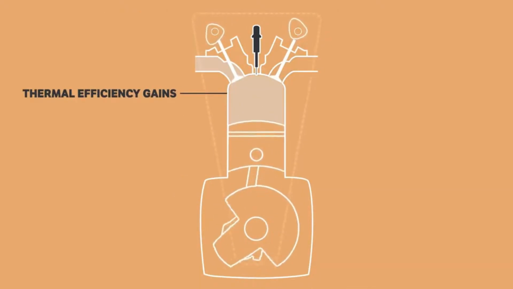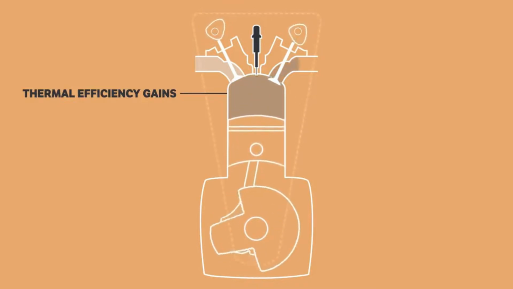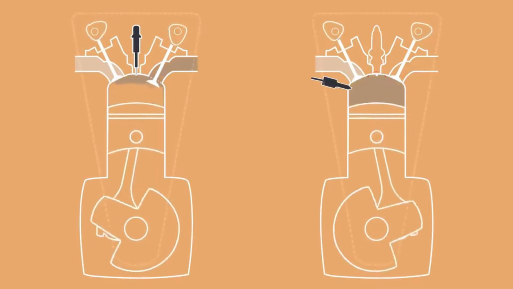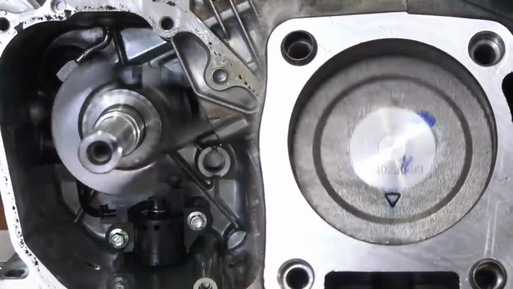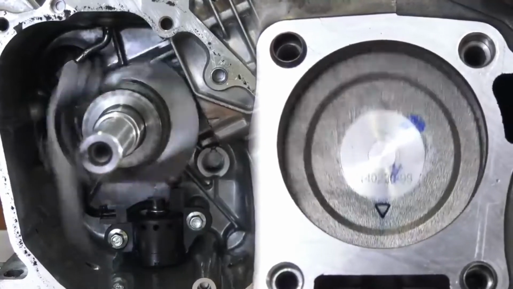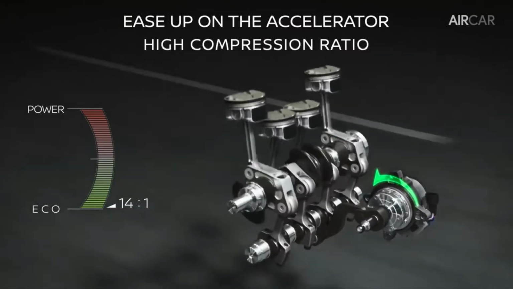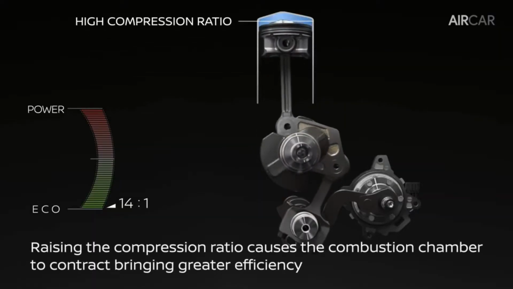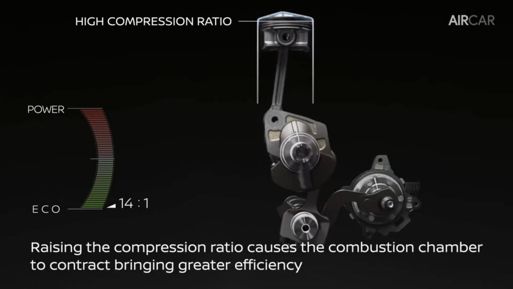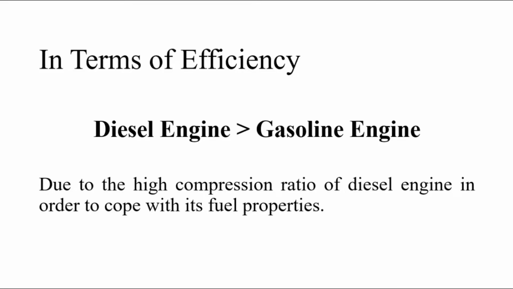The greater the compression ratio of an engine, the less energy an engine loses to convection and conduction, and the more that goes into putting pressure on the crankshaft. The more pressure on the crankshaft, the more torque on the drive shaft. The more torque on the drive shaft, the more power to the wheels. In conclusion, a diesel engine is actually more efficient compared to a gasoline engine due to its design with a higher compression ratio to cope with the diesel fuel property.